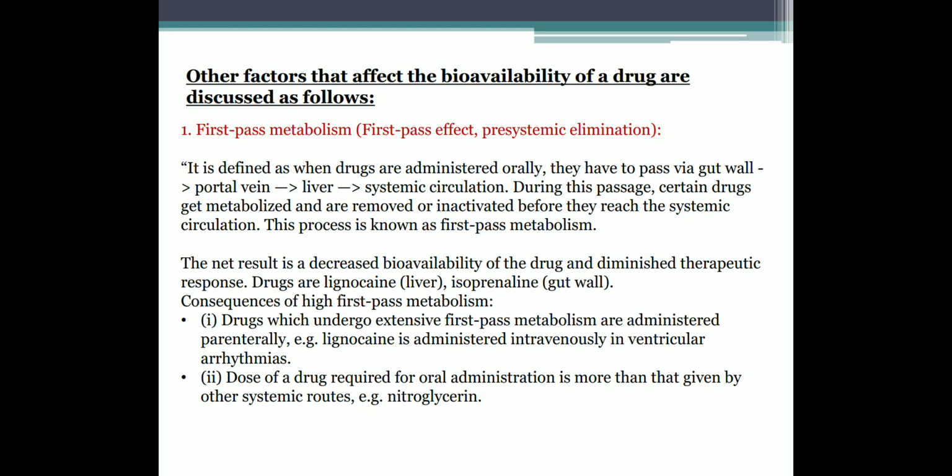The result is a decreased bioavailability of the drug and diminished therapeutic response. Drugs like lignocaine, isoprenaline, etc. Now let's see the consequences of high first pass metabolism. First, drugs which undergo extensive first pass metabolism are administered parenterally. For example, lignocaine is administered IV in ventricular arrhythmias. The dose of drug required for oral administration is more than that given by other systemic routes.